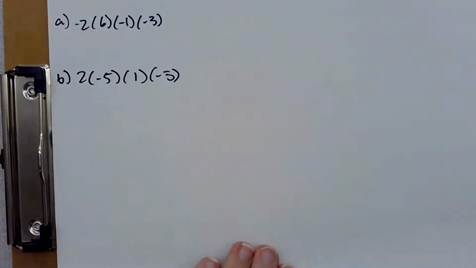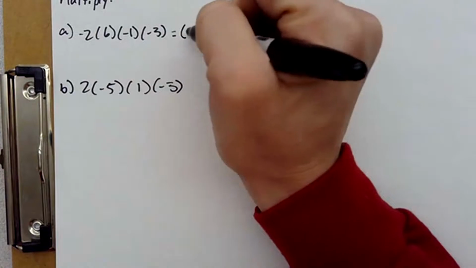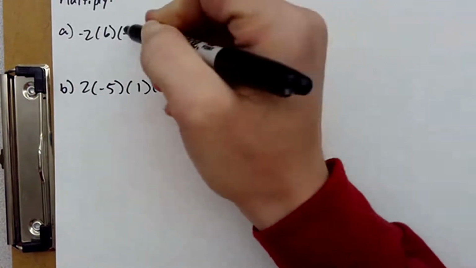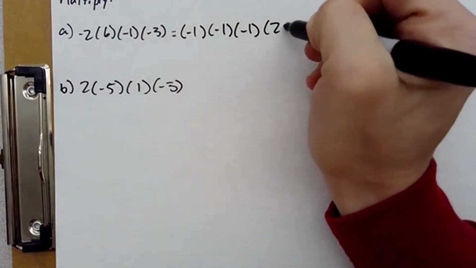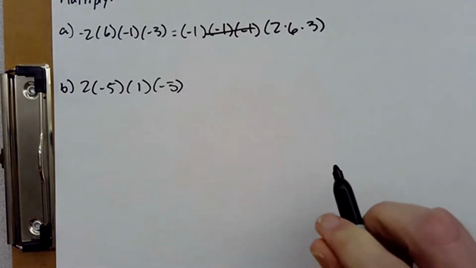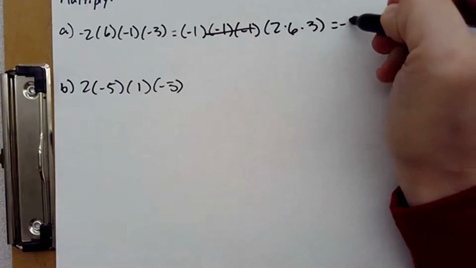Some more multiplication. -2 times 6 times -1 times 3, that's -1 times -1 times -1 times 2 times 6 times 3. Since we have 3 negatives, that's 1 negative ultimately. 2 times 6 is 12 times 3 is 36. This is -36.